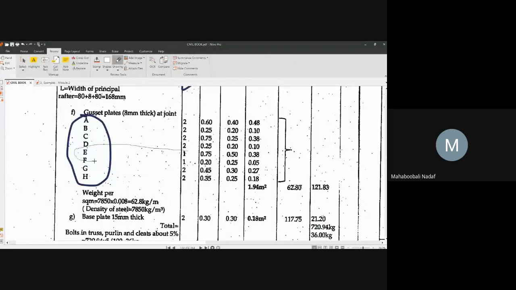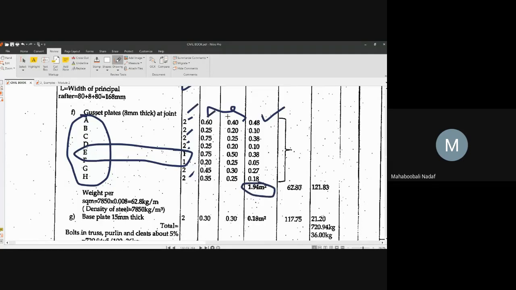Can you identify what I am marking on the screen? Okay. So remaining things are 2 in numbers, and their dimension is also given. Now one thing, all other ISA members have been calculated in running meters, but gusset plate will be calculated in square meters. That much square meter.